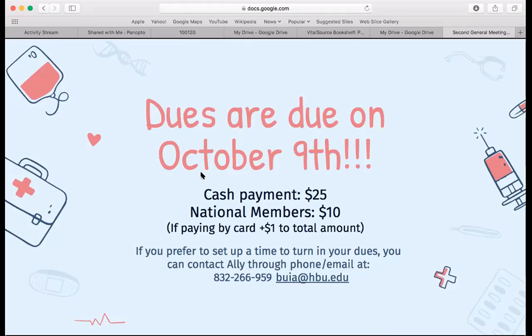You can pay your dues to Allie through the phone. You can set up an appointment with her via email, or her phone number is provided on the slide. You can take a picture of it. Or if you want to pay in person, you can also contact her through the same methods and set up a time with her to meet.